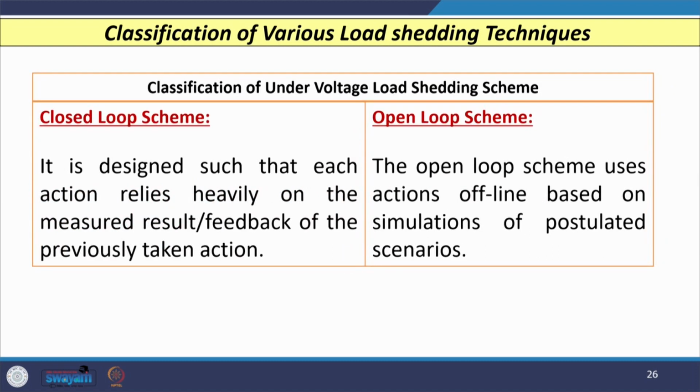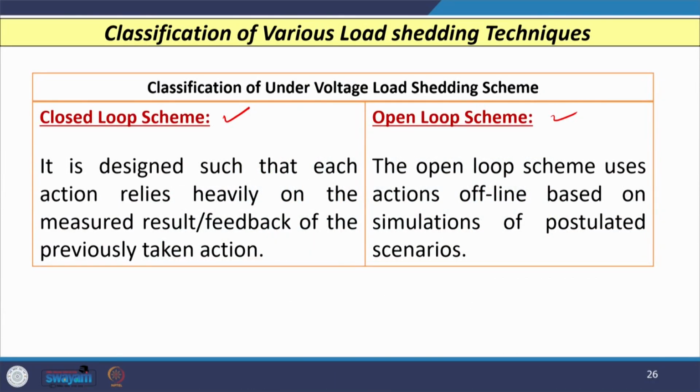The next type of classification is the closed loop type of scheme, and the second is the open loop type of scheme. The closed loop type of scheme is designed in such a way that it relies heavily on the measured result or feedback of the previous action taken. So, whatever previous action was taken, based on that your next action will be decided. Whereas, in case of open loop scheme, this scheme uses actions decided offline based on the simulations of postulated scenarios.